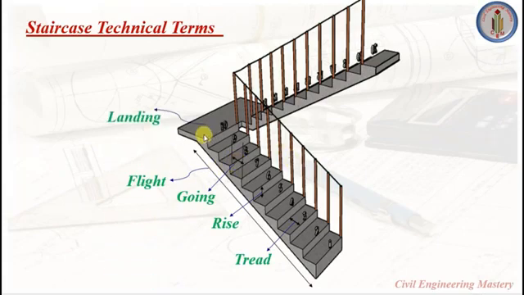Next one is landing. It is the horizontal slab provided between two flights. So you can see here this is the first flight and this is the second flight and landing is provided between two flights. Also, landing facilitates the change of direction and provides an opportunity to take rest during the use of stair. The last one is the base slab. It is the normal slab provided along with going at some inclination angle between supports. So this is the base slab where the steps can rest.